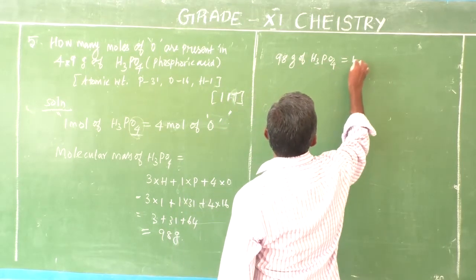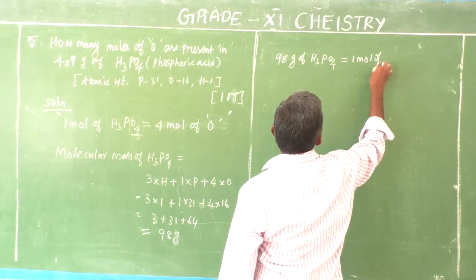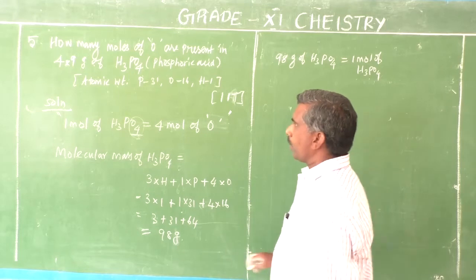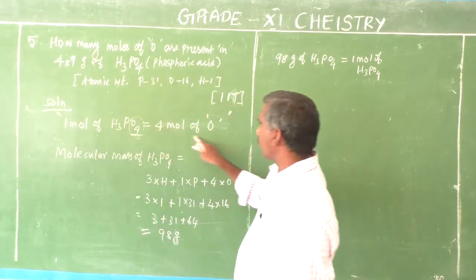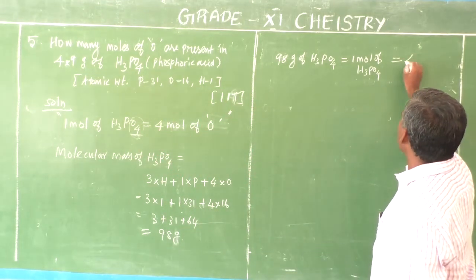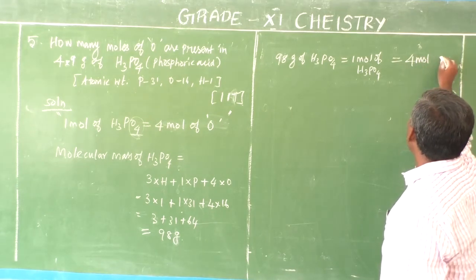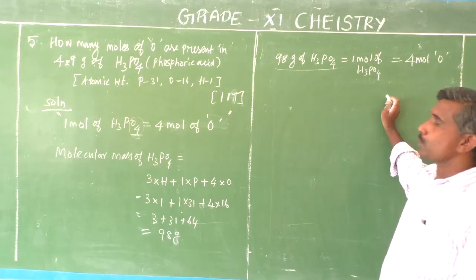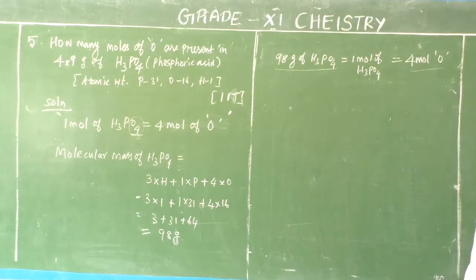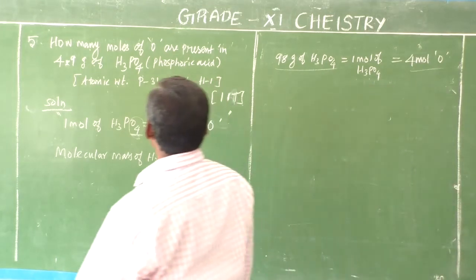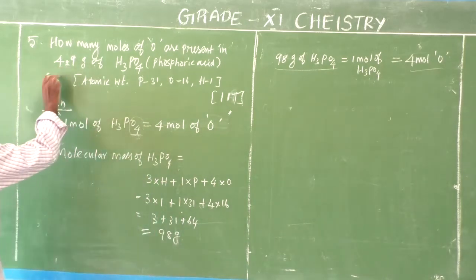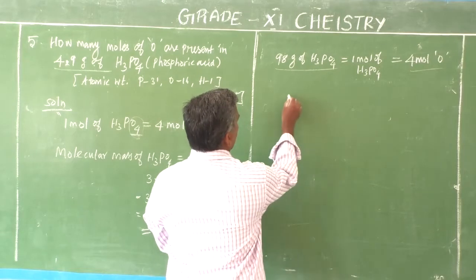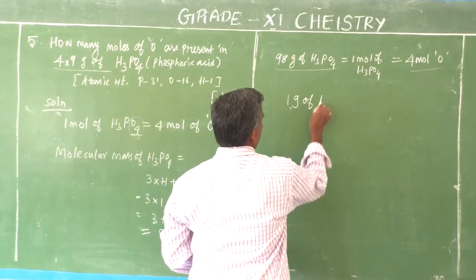It contains 1 mole. 1 mole of phosphoric acid. So 1 mole of phosphoric acid contains how many moles? 4 moles of oxygen. 98 gram of phosphoric acid contains 4 mole of oxygen. Question, what is the question? 4.9 gram of phosphoric acid. So it is converted into 1 gram first: 1 gram of phosphoric acid.